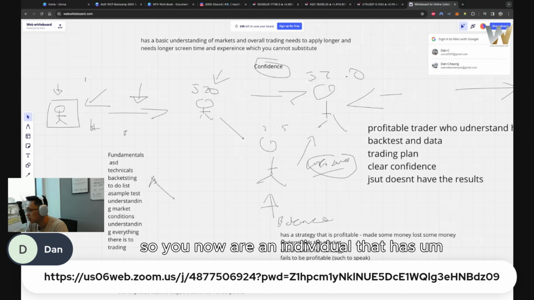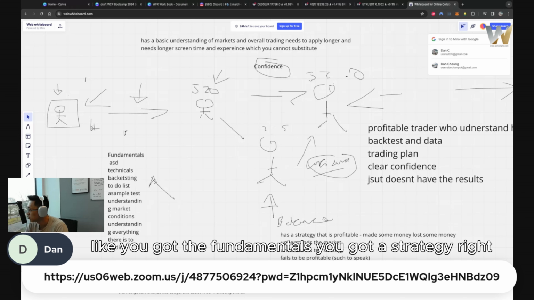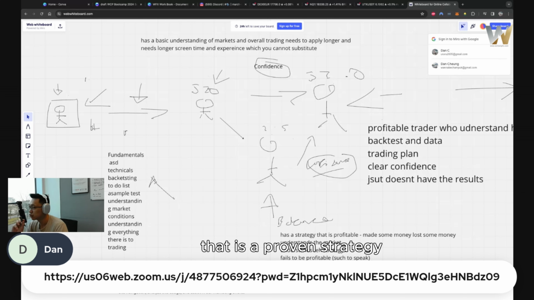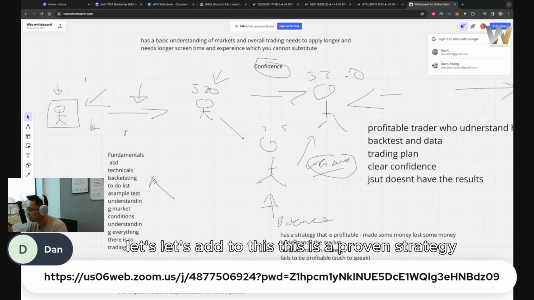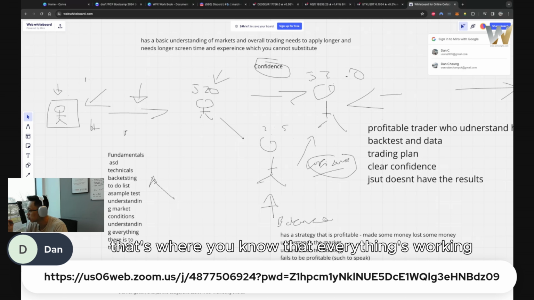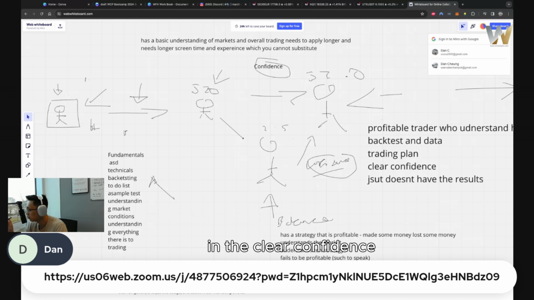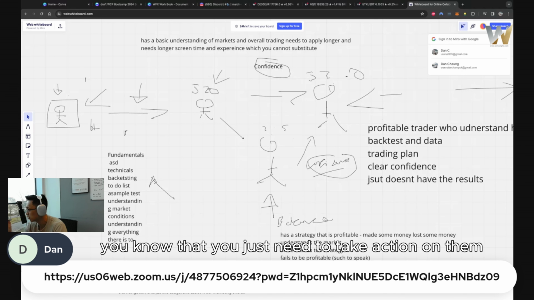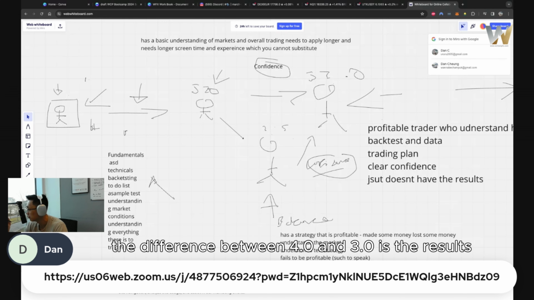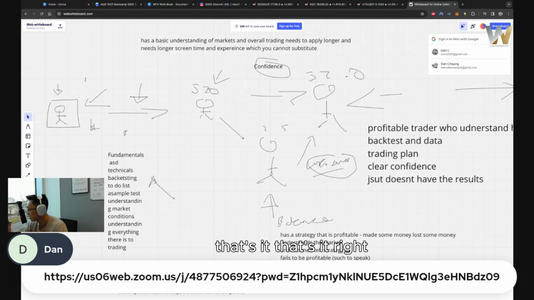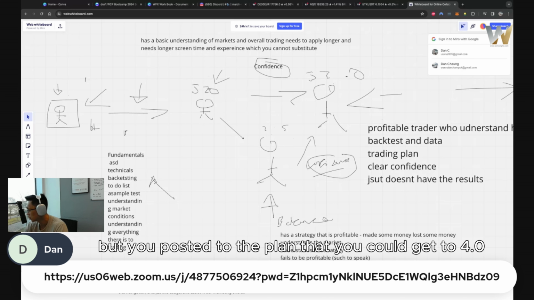So you now are an individual that has the fundamentals, you've got a strategy, a proven strategy, but you just haven't proved the process, right? So 3.0 is where you know that everything's working, and you have the clear confidence that you just need to take action on it, and it will take you to 4.0. Because the difference between 4.0 and 3.0 is the results. That's it. 3.0 is already 4.0, but if you don't stick to the plan, then you won't get to 4.0, right?